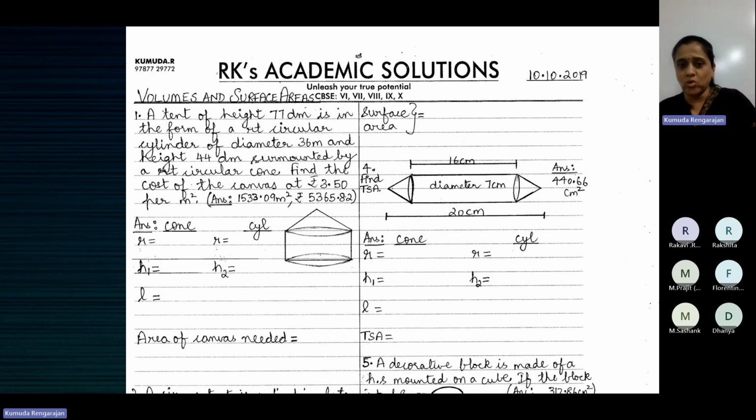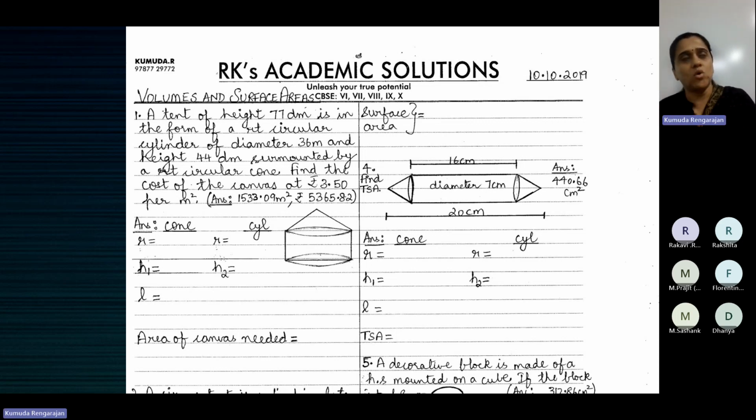Please understand cone. The solid in the figure, in the first question, is a cylinder surmounted by a cone, or a cone mounted on a cylinder. So there are two solids there, one cylinder and one cone.